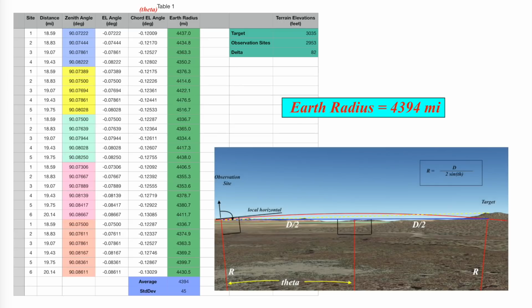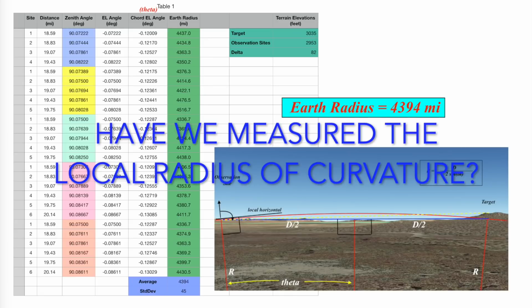Now we haven't assumed any refraction. This is just pure geometry and angular measurements. But a good question to ask is, have we really measured the radius of the Earth? I mean, this area in the Mojave Desert is fairly flat. Have we measured the radius of curvature of this flat area?